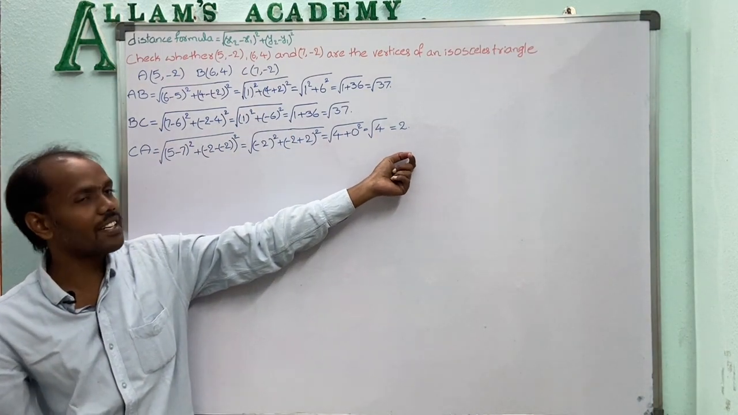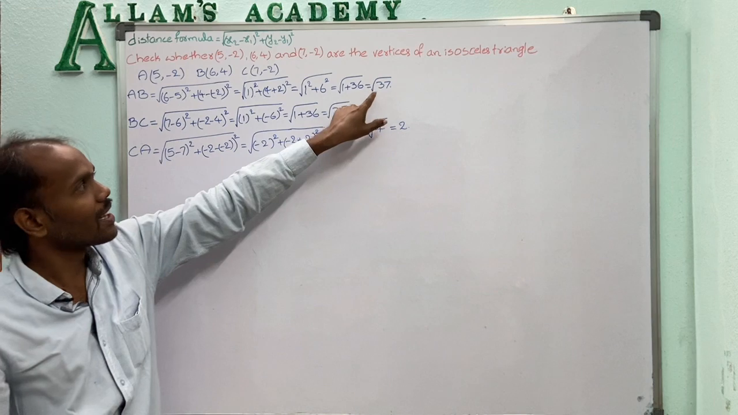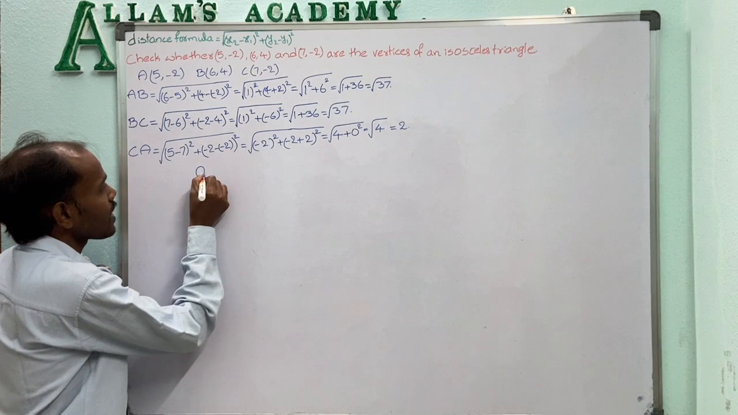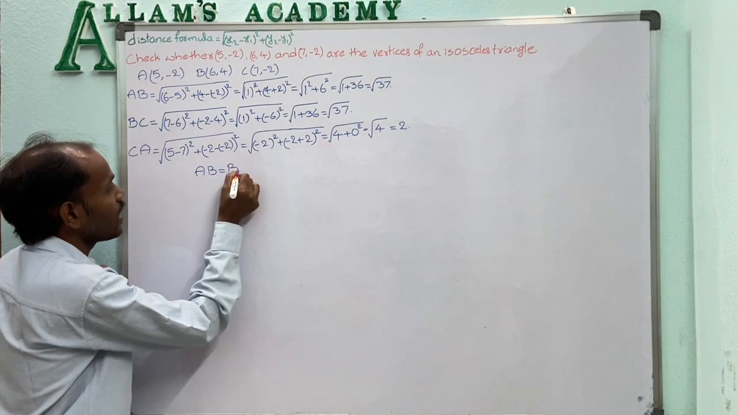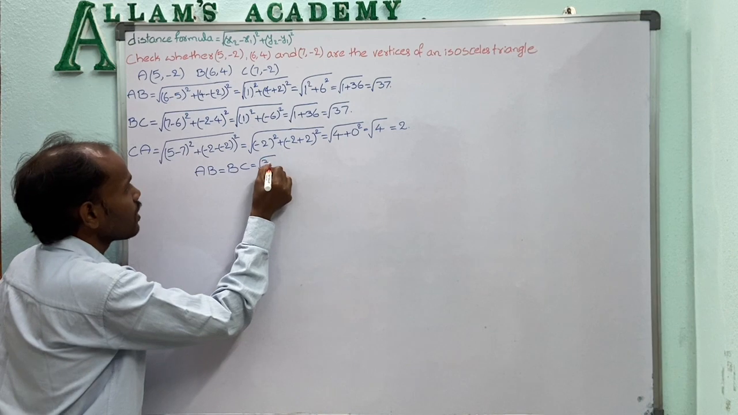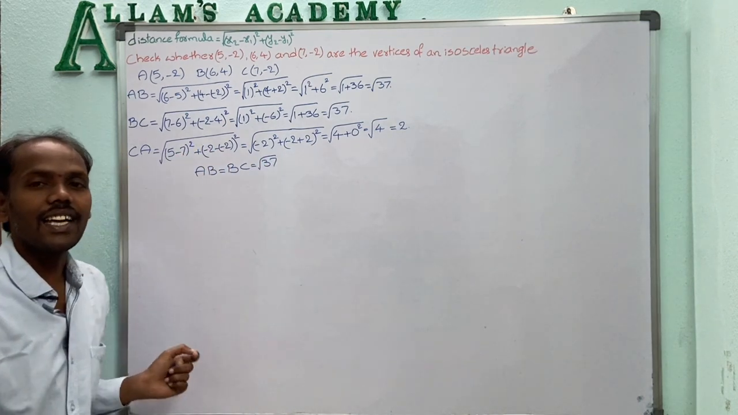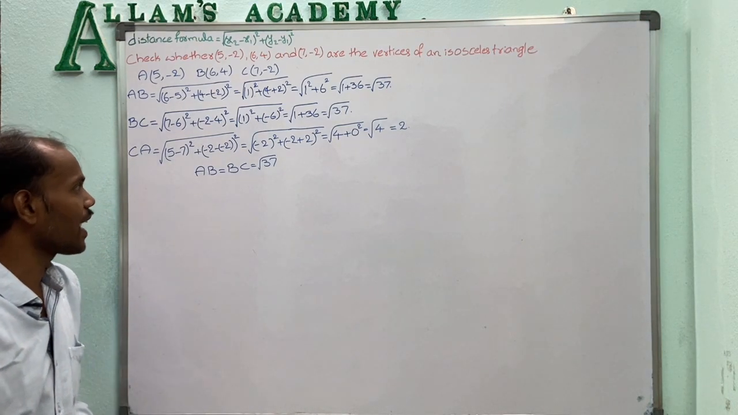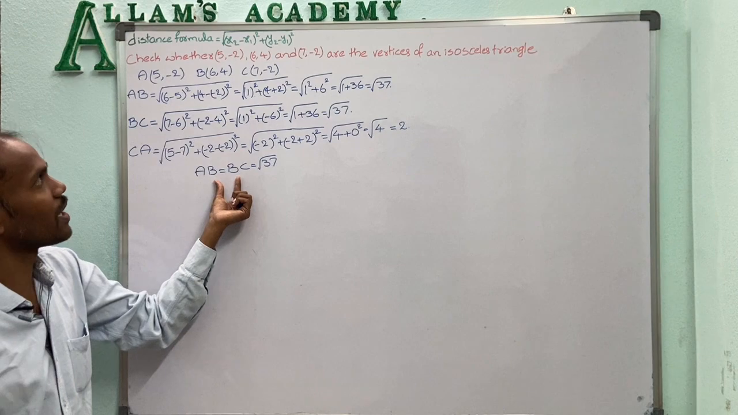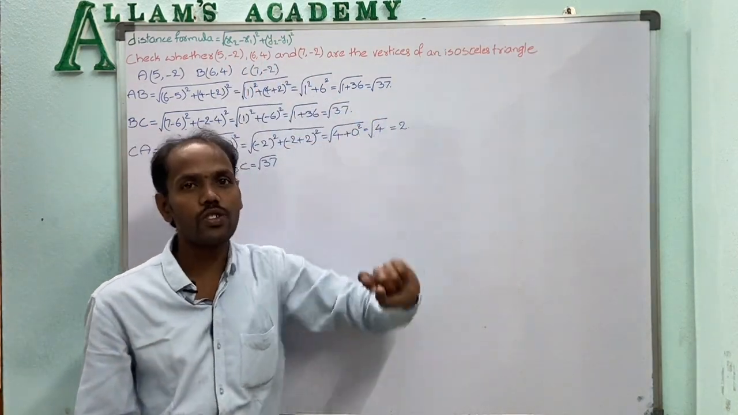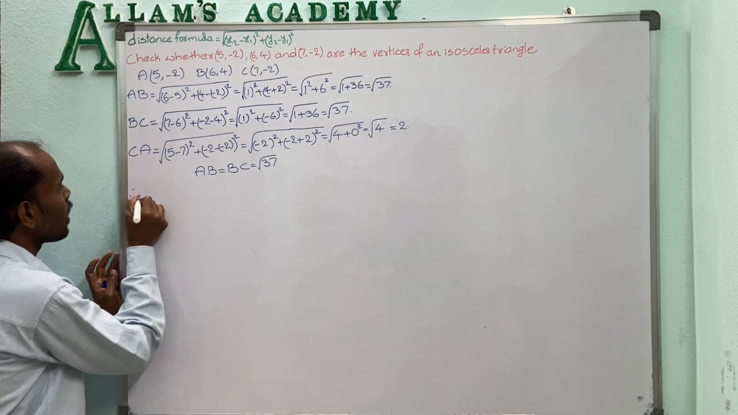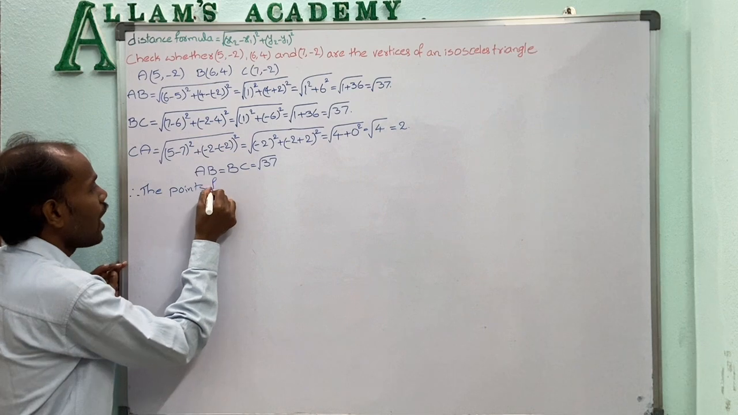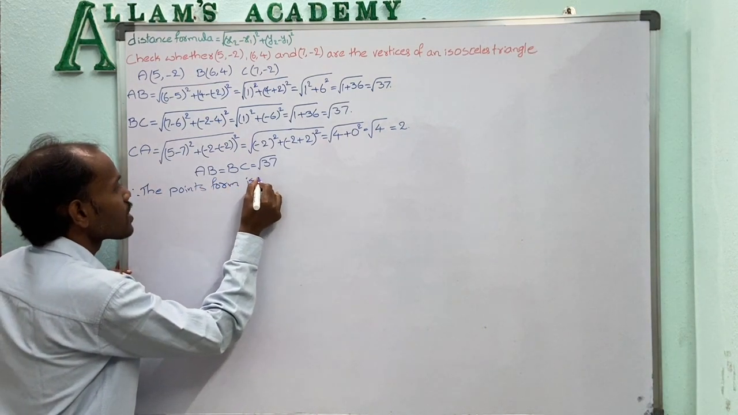Now observe the three sides in this triangle: root 37, root 37 and 2. That means the lengths of the sides AB and BC are equal, that is root 37. So in a triangle, if any two side lengths are equal, they form an isosceles triangle. Here two side lengths are equal, that means the points form an isosceles triangle. Therefore the points form an isosceles triangle.